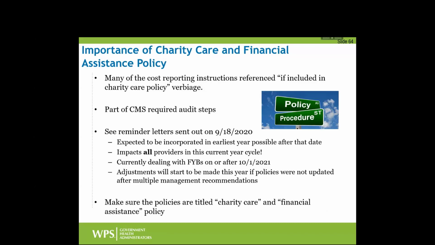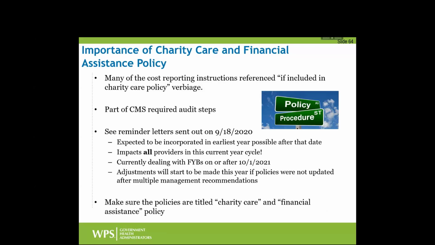So the charity care policy piece, I just wanted to mention here, we've talked about this quite a few times, that things are only allowed if they're explicitly stated in your charity care policy. This is part of CMS's required audit steps. It's been there all along, but there were some issues in the earlier audits where providers were either vague in the policy, or even in some cases flat out disallowed something that they were trying to allow later on. So CMS had us remind providers, educate providers about this way back in 2020.